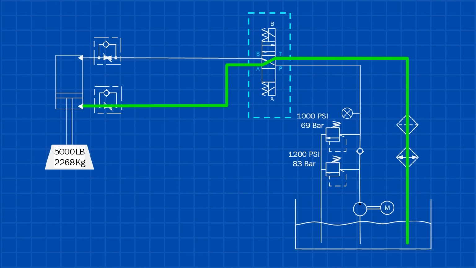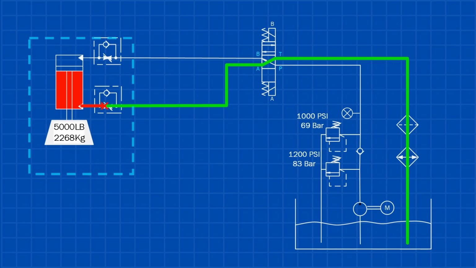This happens because the rod end of the cylinder's port shifts to the tank with no resistance to counteract the gravitational force. You might wonder, why not use a flow control to slow the free fall? The problem is, if you reduce the flow too much, it builds up high pressure at the rod end of the cylinder, which can damage the packing.